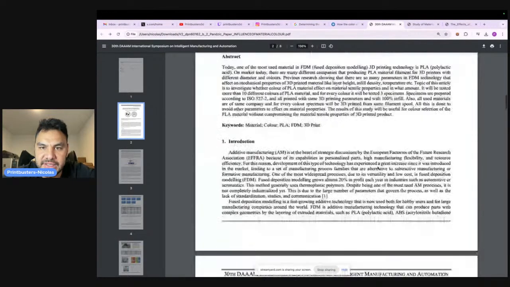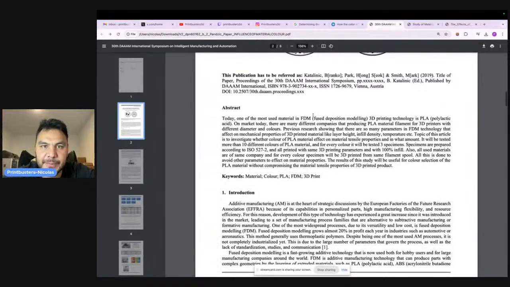Okay, so let's see how they did theirs. Today, one of the most used materials is PLA. On the market today, there are many different companies producing PLA in different diameters and different colors. Previous research shows that there are so many parameters that affect mechanical properties. More than 10 different colors of PLA material will be tested, and for every color, 3 specimens will be tested, okay?